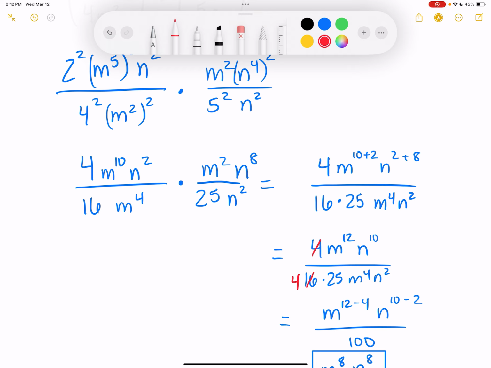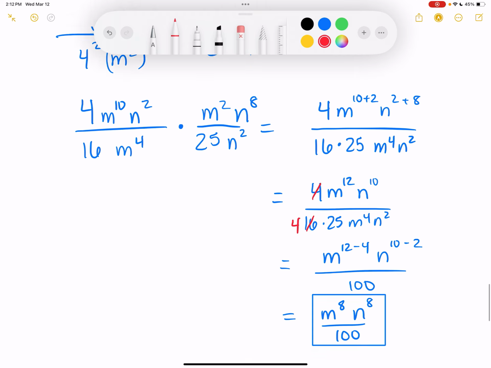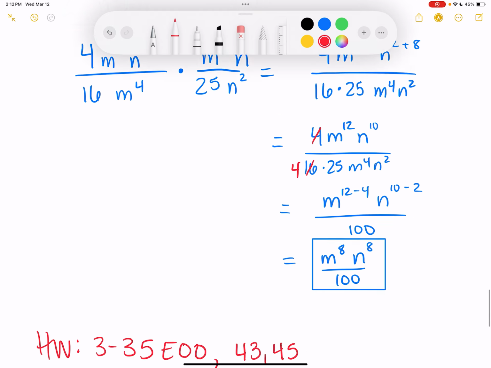I had m to the 12th, n to the 10 over m to the 4 n squared, with this number left over. That ended up being 100, and then I subtracted the stuff from the bottom, m to the 12 minus 4 and n to the 10 minus 2, which gave me m to the 8, n to the 8 over 100. Any questions on that? Obviously, that was an excessive problem. That was quite long, but that's as hard as they're going to get. So you should be all right.